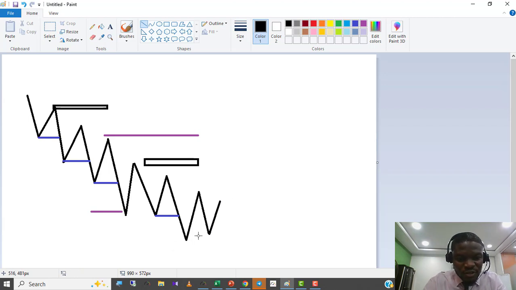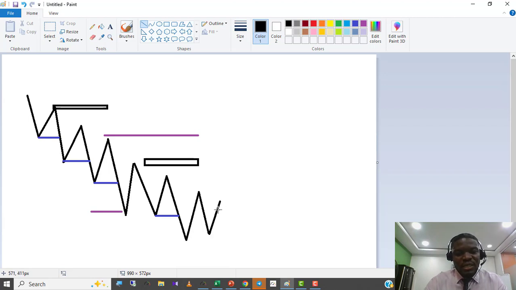So you notice this is the first time we are having a low that is not lower than the previous low, right? That means this movement has failed to take out this low. So that means there is no break of structure to the downside.